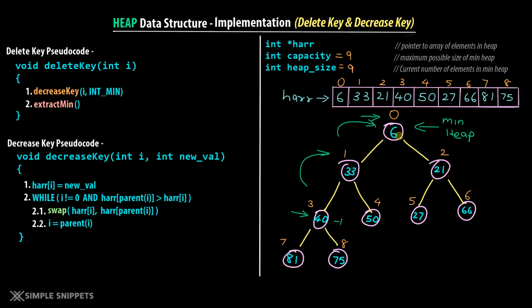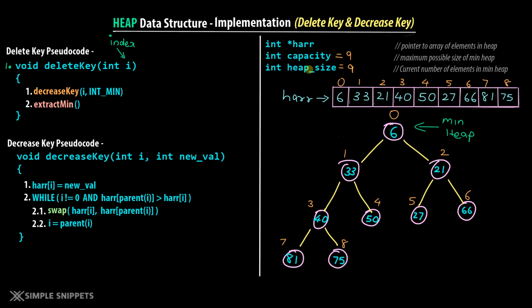So this is how the delete key operation works with the help of a diagram. But now let's step by step dry run the pseudocode, okay? On the left hand side is the pseudocode for delete key, and we pass an argument which is basically the index position. So I is nothing but the index position of the value that we want to delete. Remember, we are playing with arrays, and to access a particular value in the array we require the index position.